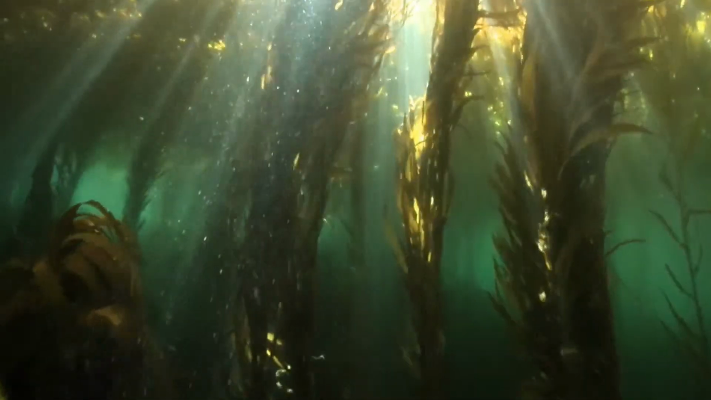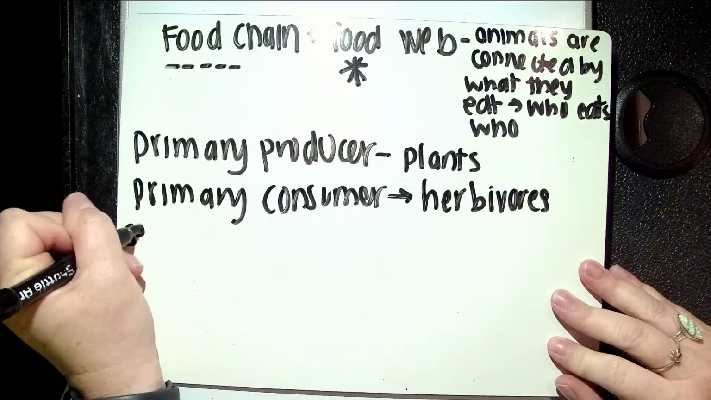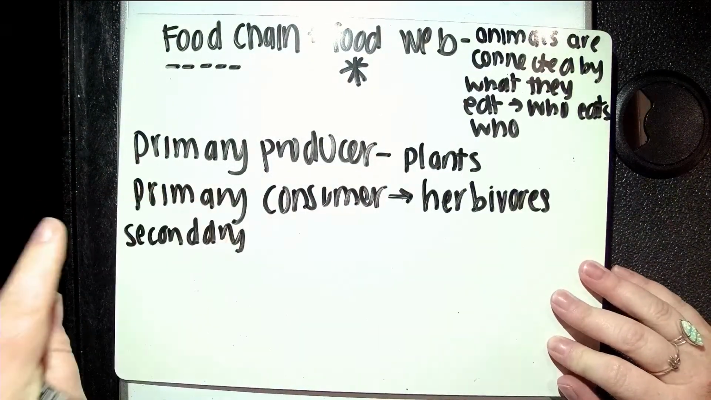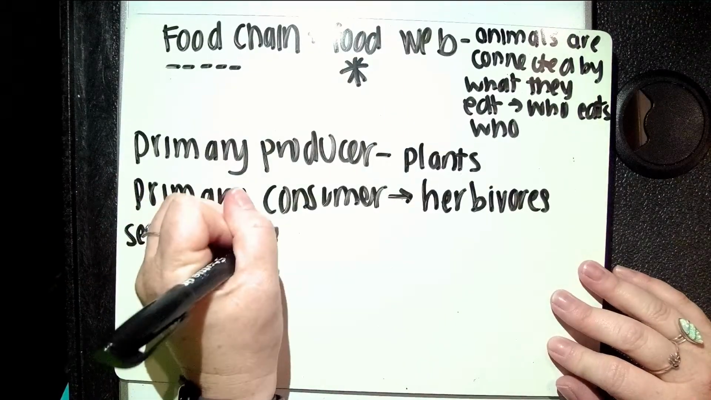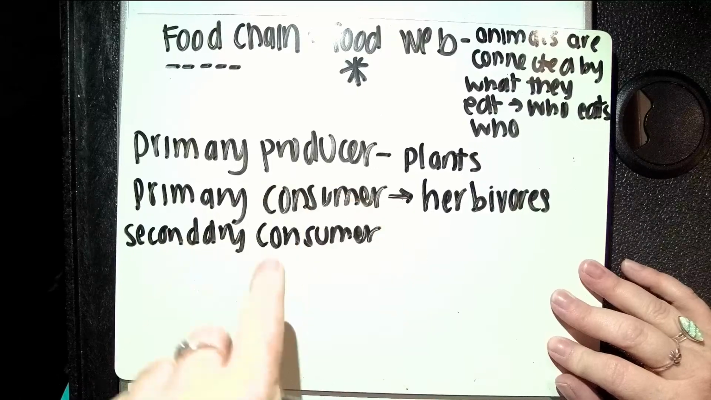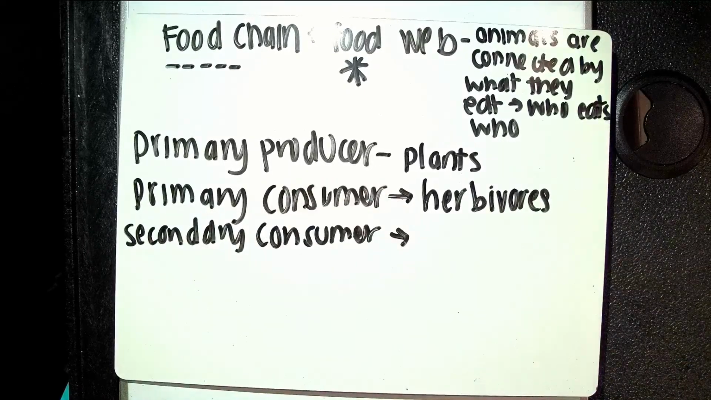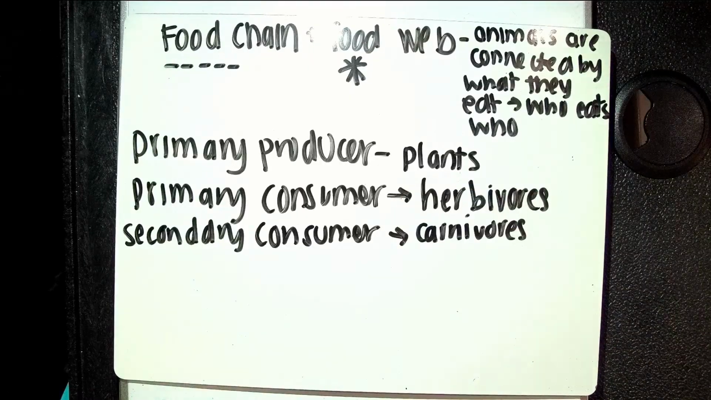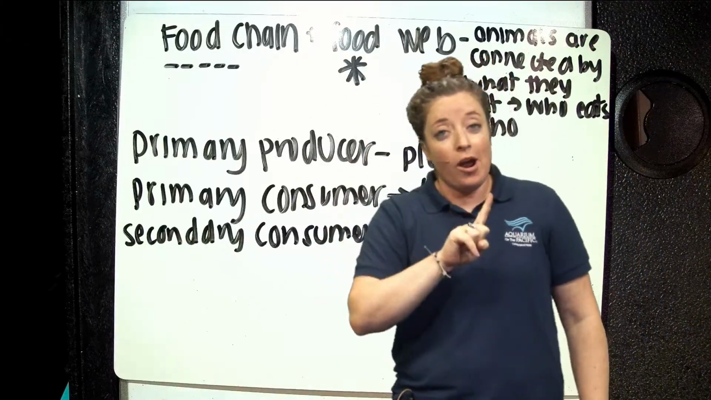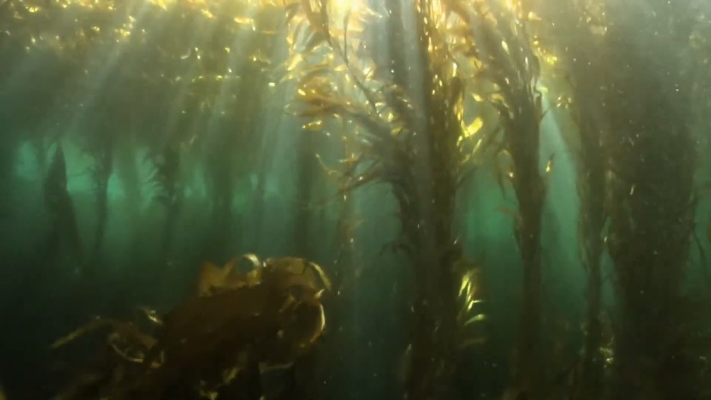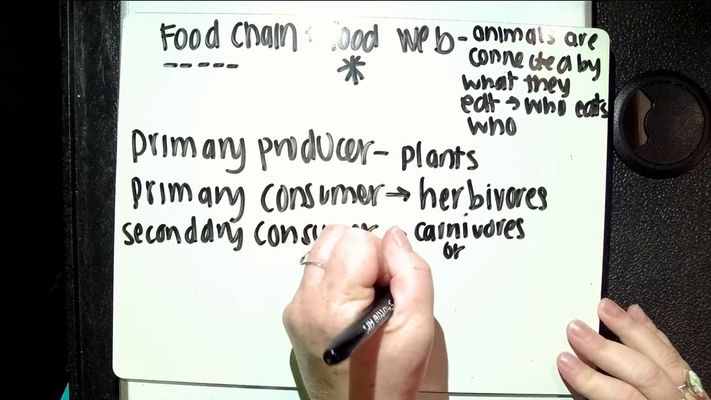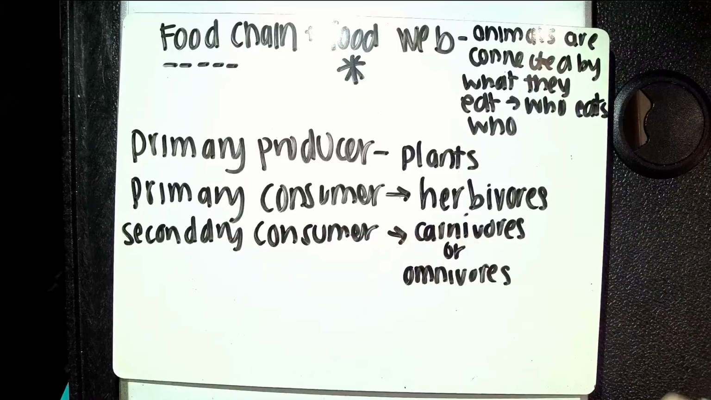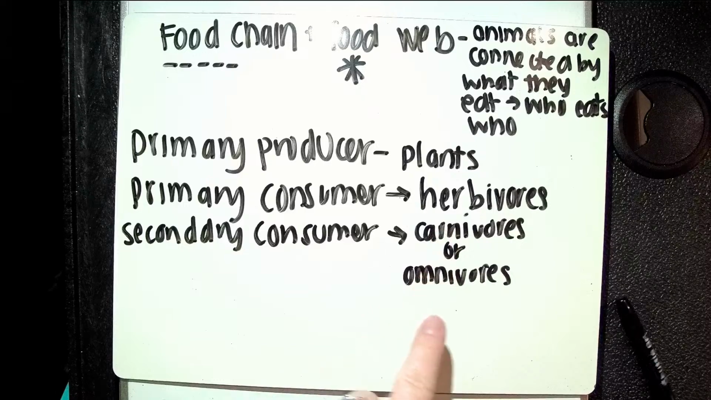All right, so our next level up, we call our secondary, because this is the first and then the second consumer, because it's also eating something. Now these are going to be considered carnivores. Now, if you did not raise your hand saying you only ate plants, you can raise your hand saying you're a carnivore, you eat meat. Or there's another option, you might eat both. So our secondary consumers are going to be carnivores or omnivores.